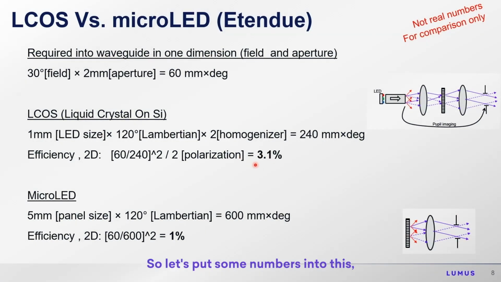So let's put some numbers into this. This is just an estimation, to give you a rough estimation, but it's not necessarily the right numbers. So let's look at first what is needed. Let's start here, which is the aperture.